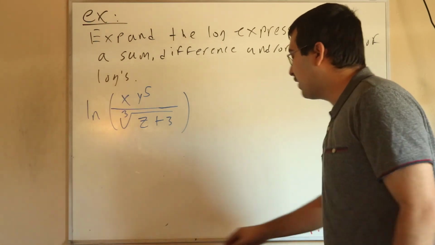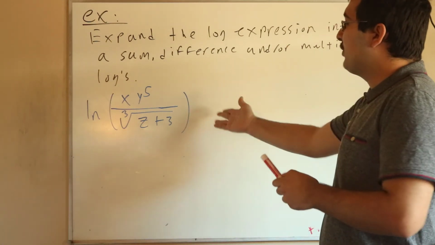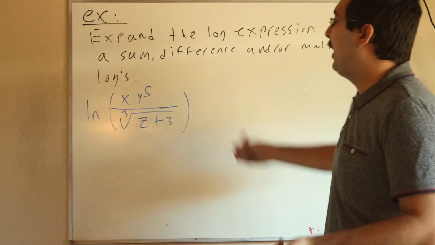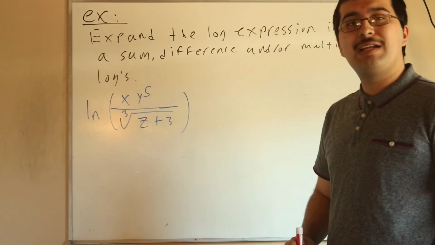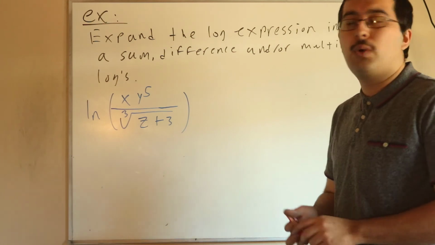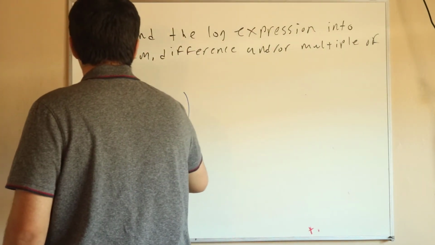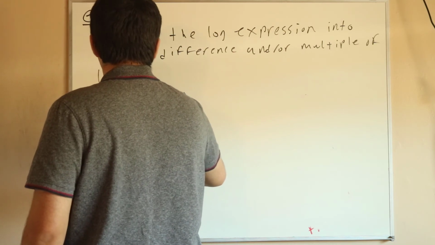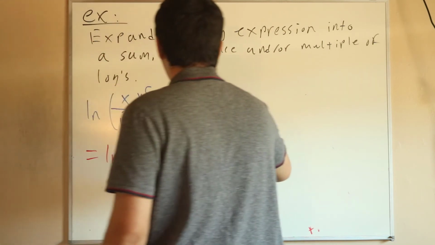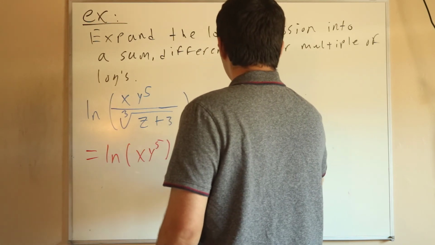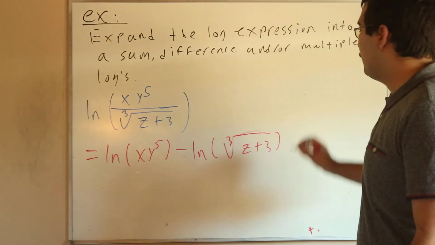Alright, to start things off, we want to split this log up. What's the first thing I would do? Well, I see I have a division inside my logarithm, so let's do the quotient property. This then becomes ln of x times y to the 5th, minus ln of the cube root of z plus 3. Just using that quotient property.